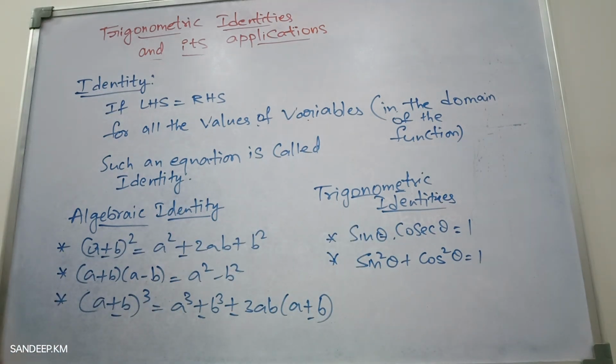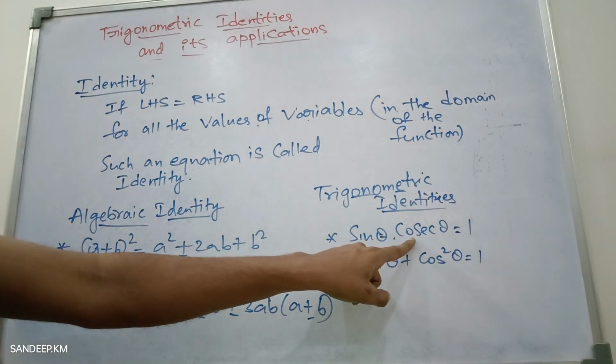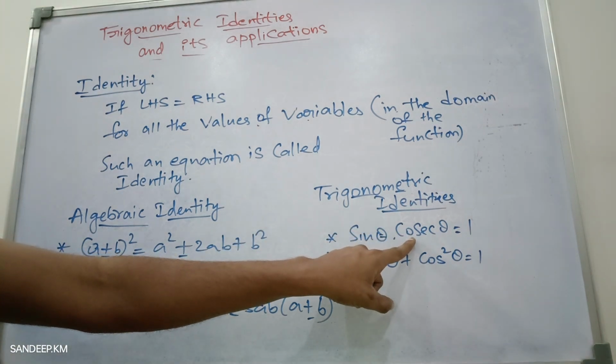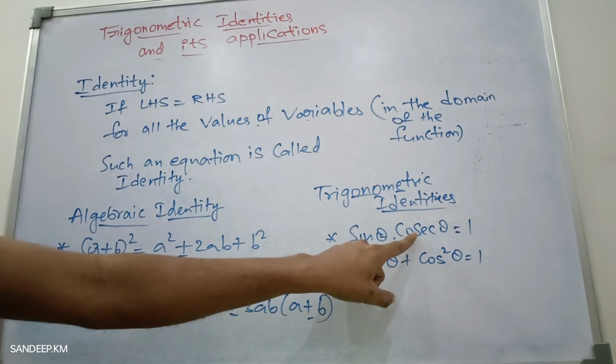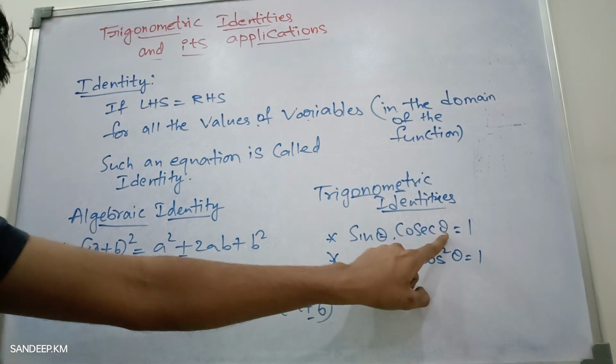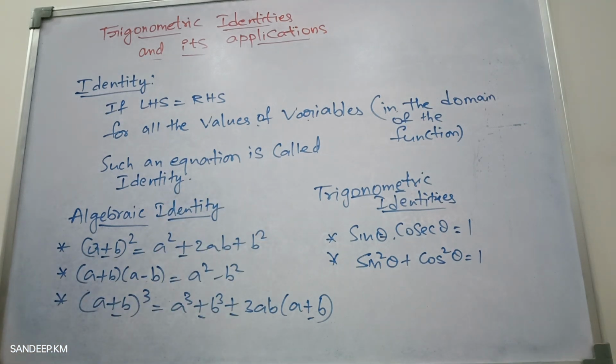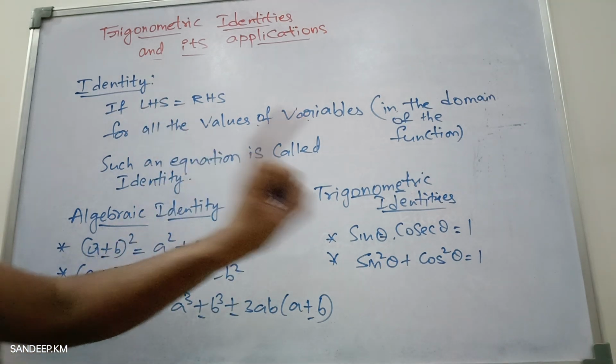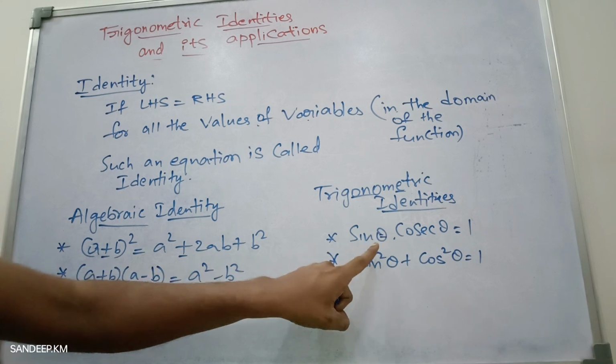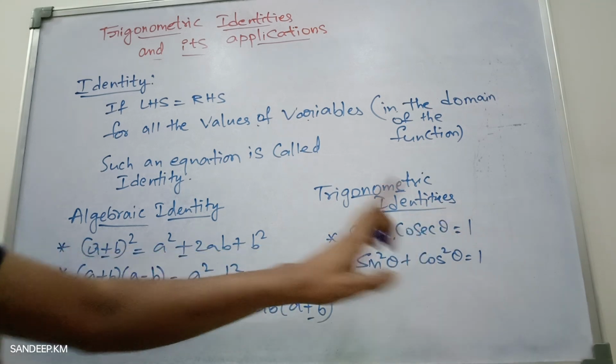In trigonometric graphs, you will learn the domains and ranges of sin theta, cos theta, tan theta, etc. But here, the domain of cosecant theta is any real number except multiples of pi. In place of theta, I can take any real number except multiples of pi. For those values of theta, sin theta into cosec theta is always equal to 1.